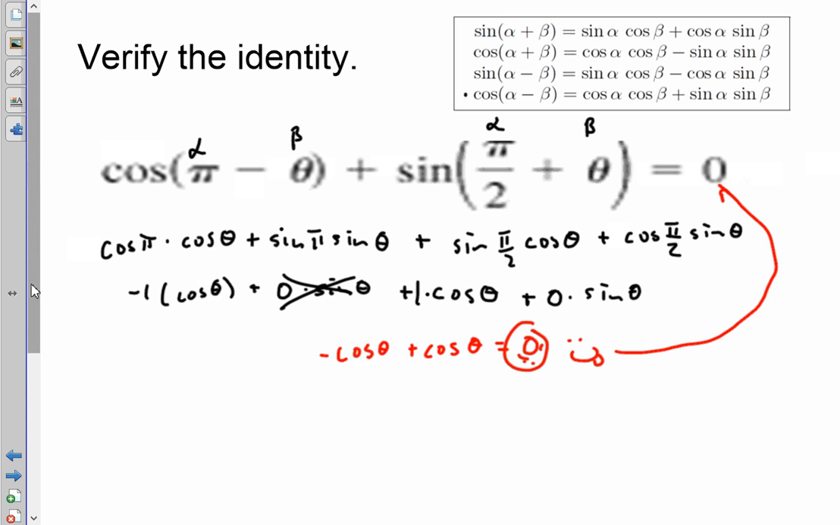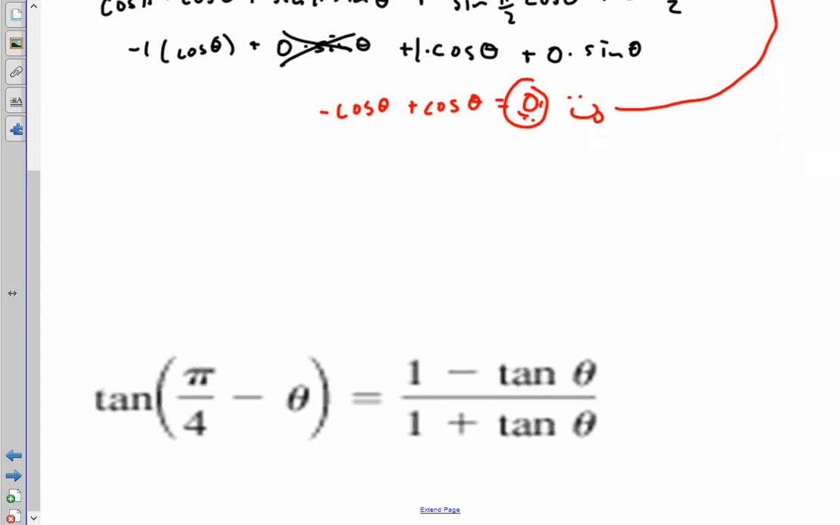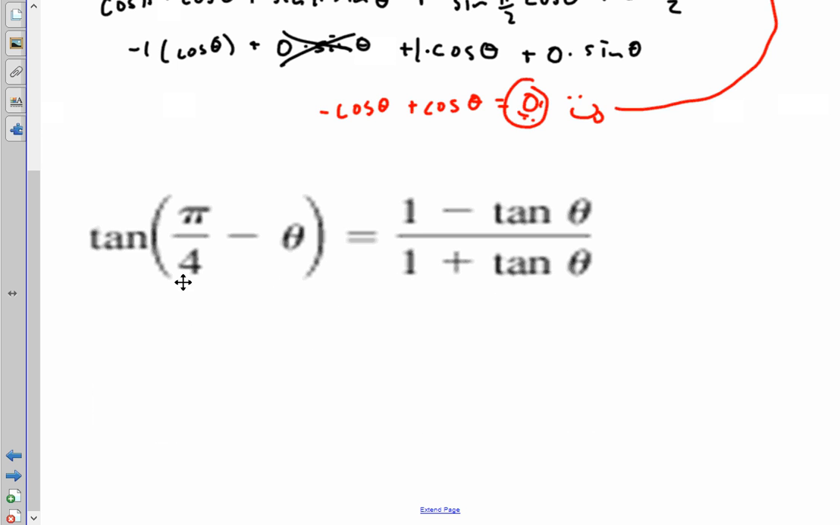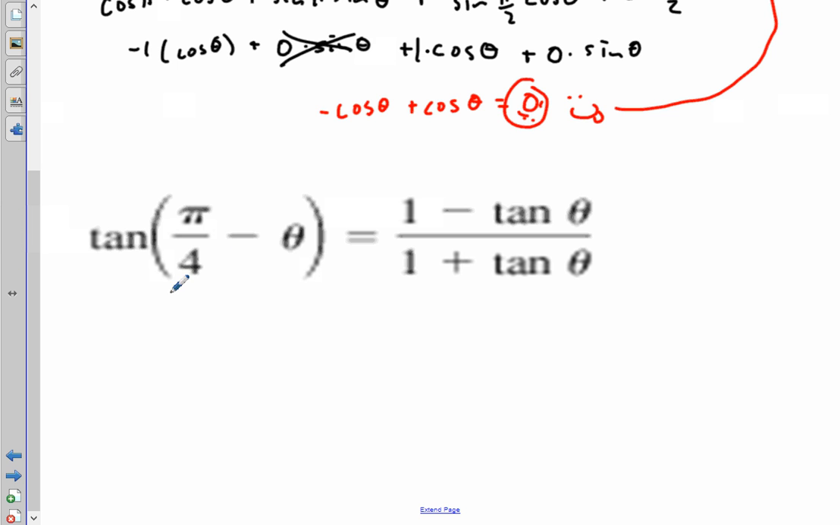Awesome, huh? Awesome sauce. All right, one last one. We want to verify that tangent of pi over 4 minus theta equals 1 minus tangent of theta over 1 plus tangent of theta. Okay, so let's see if we can figure this one out. First off, let's write this out. We know that tangent of pi over 4 minus theta is going to equal sine of pi over 4 minus theta over cosine of pi over 4 minus theta.